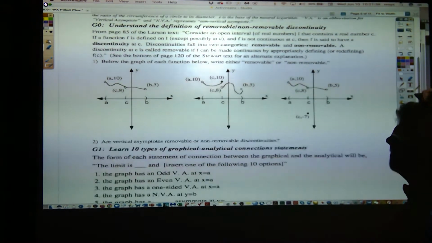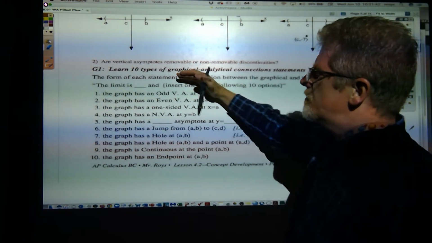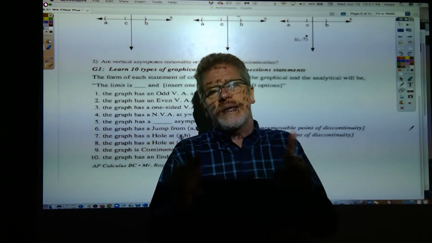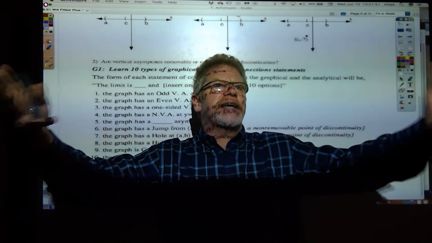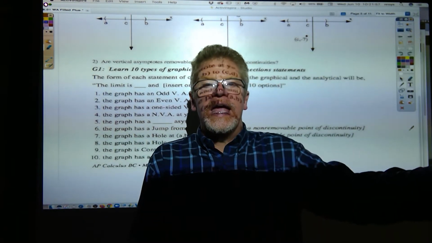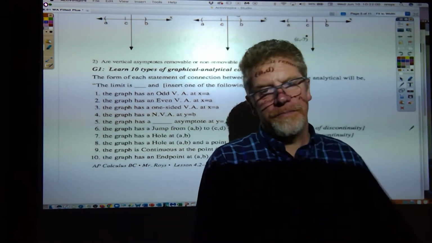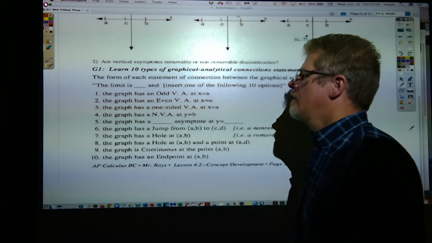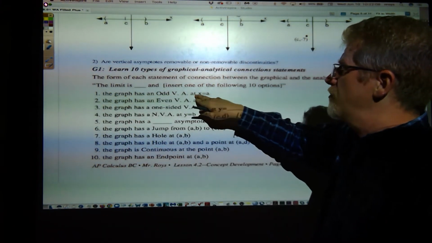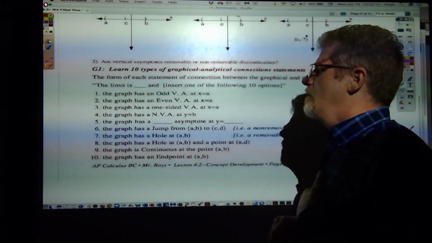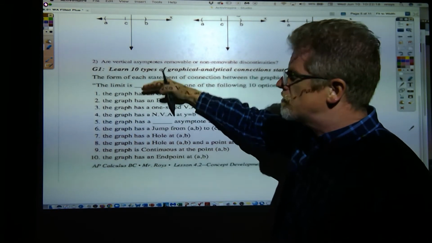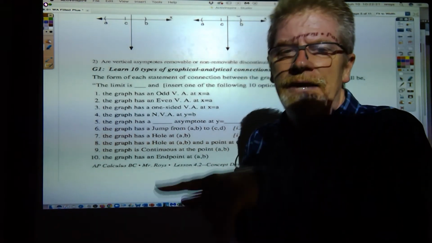But the 10 connections between limits and graphs, most of those connections are down here in template form. So in the work that we've done with limits, we're going to take it to the next step. Instead of just saying the limit is 8 or the limit is 12, we're going to say the limit is blank and the graph has blank. So it might be the limit is 12, or it could be the limit does not exist and the graph has an odd vertical asymptote at x equals a. The limit is whatever and the graph has this. These are the 10 most common ways to connect the limit to the graph.